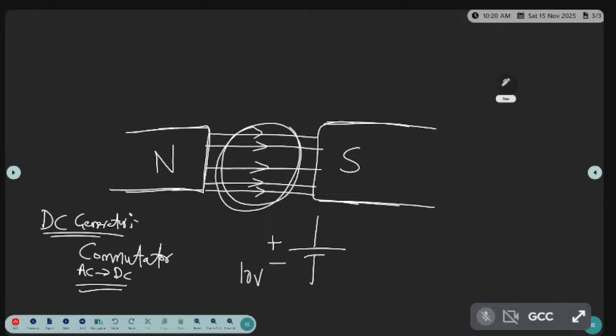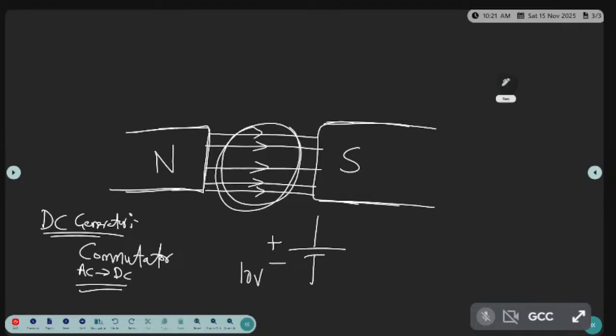In order to collect this plus and minus, we require brushes. These brushes are placed on the commutator. One is called the positive brush, the other the negative brush. The brushes come in multiples of two: two brushes, four brushes, or six brushes. The commutator will rotate like this, and the brushes are placed on it.